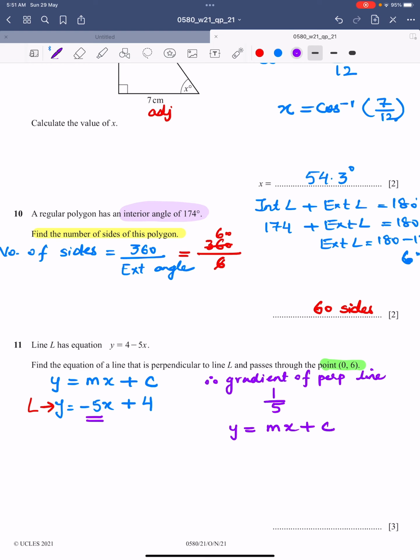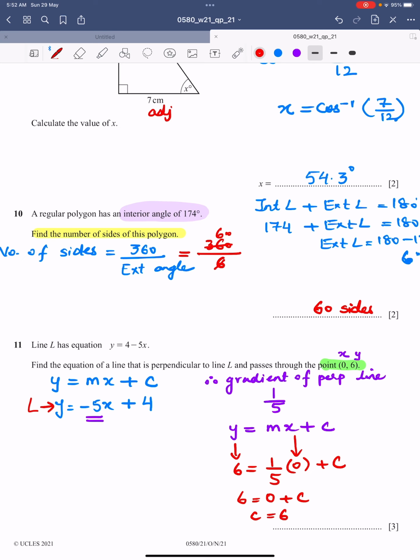We know that the point (0, 6) lies on the line. 0 is the x coordinate, so we can replace x with it. 6 is the y coordinate, so we can replace y with it. So replacing here, we have y as 6, and that is equal to m, the gradient which we found, 1 by 5. x will be replaced by 0, and c is what we need to find. So 6 is equal to 0 plus c. Therefore, c is equal to 6.